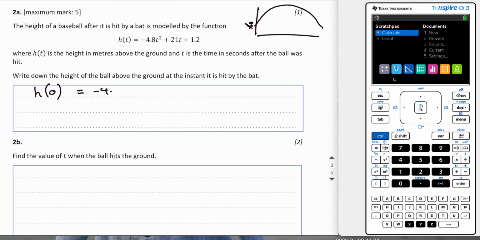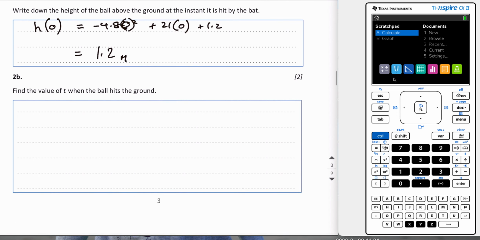So negative 4.8 times 0 squared plus 21 times 0 plus 1.2, that's 1.2. The height of where the ball was hit is 1.2, and if you're thinking about reference of your height or where you would hit a baseball, it would probably be about 1.2 meters off the ground. Find the value of t when the ball hits the ground.